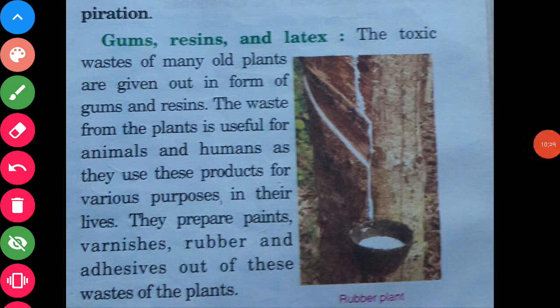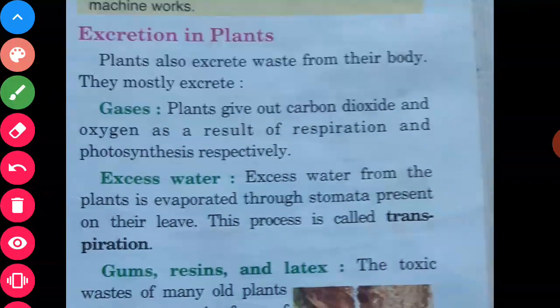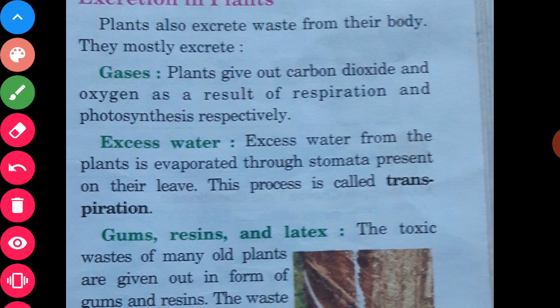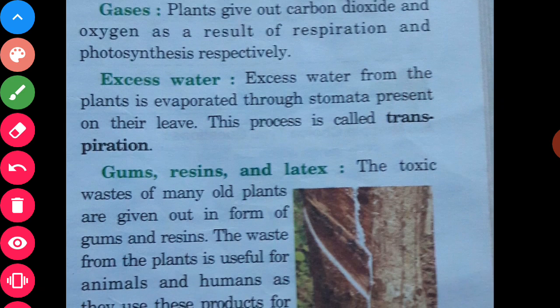Dear students, these are the excretory products in plants. Excretion of gases takes place, excretion of excess water takes place, and excretion of gums, resins, and latex also takes place in plants.